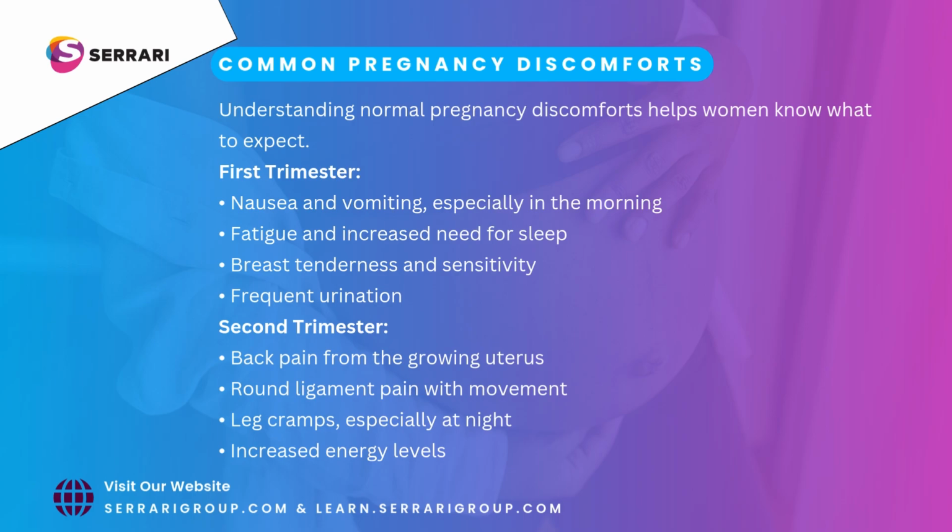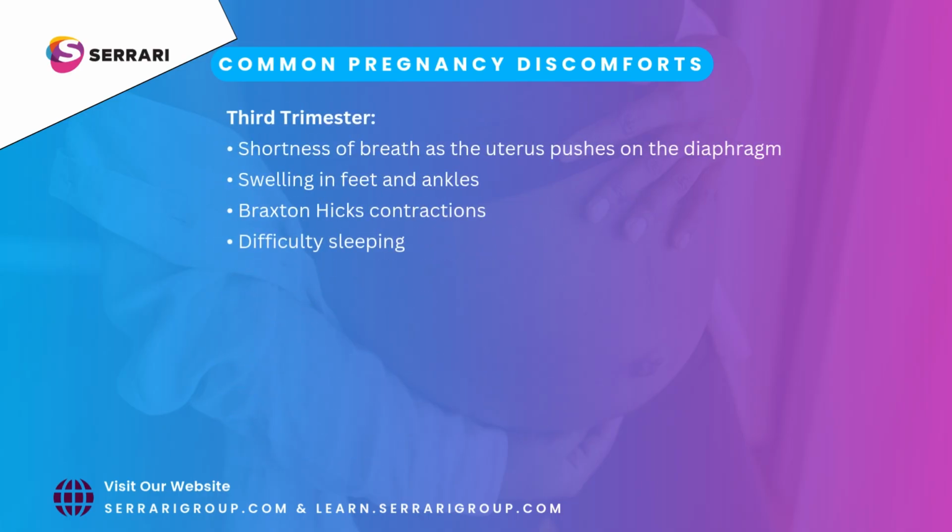Second trimester. Back pain from the growing uterus. Round ligament pain with movement. Leg cramps, especially at night. Increased energy levels. Third trimester. Shortness of breath as the uterus pushes on the diaphragm. Swelling in feet and ankles. Braxton Hicks contractions. Difficulty sleeping.